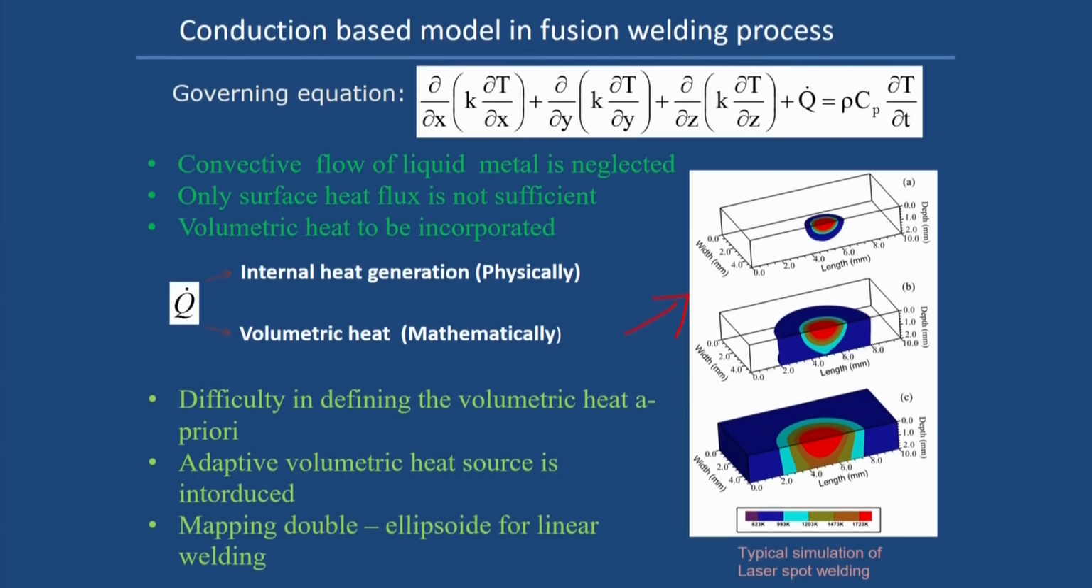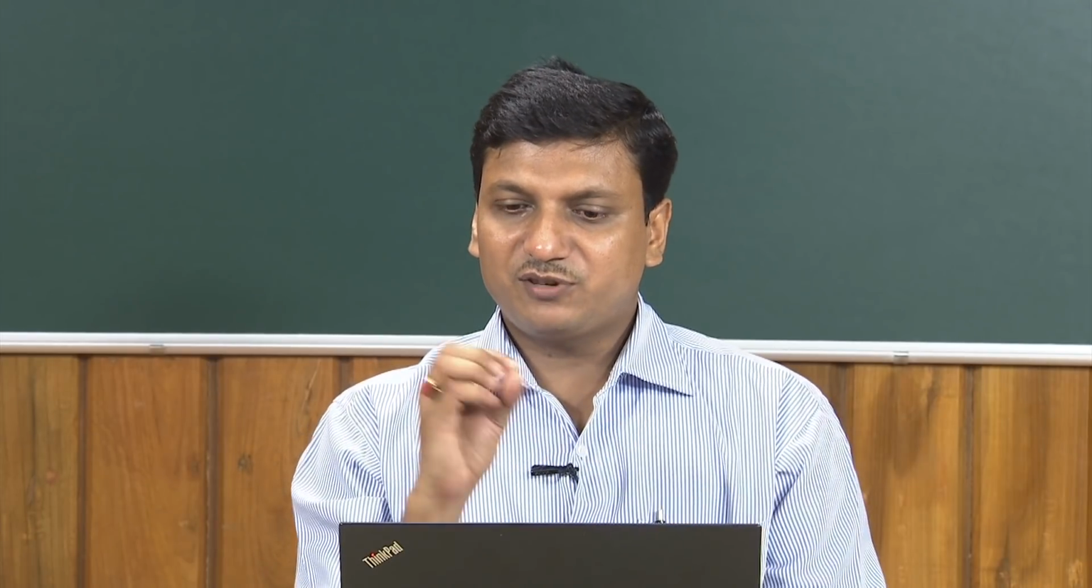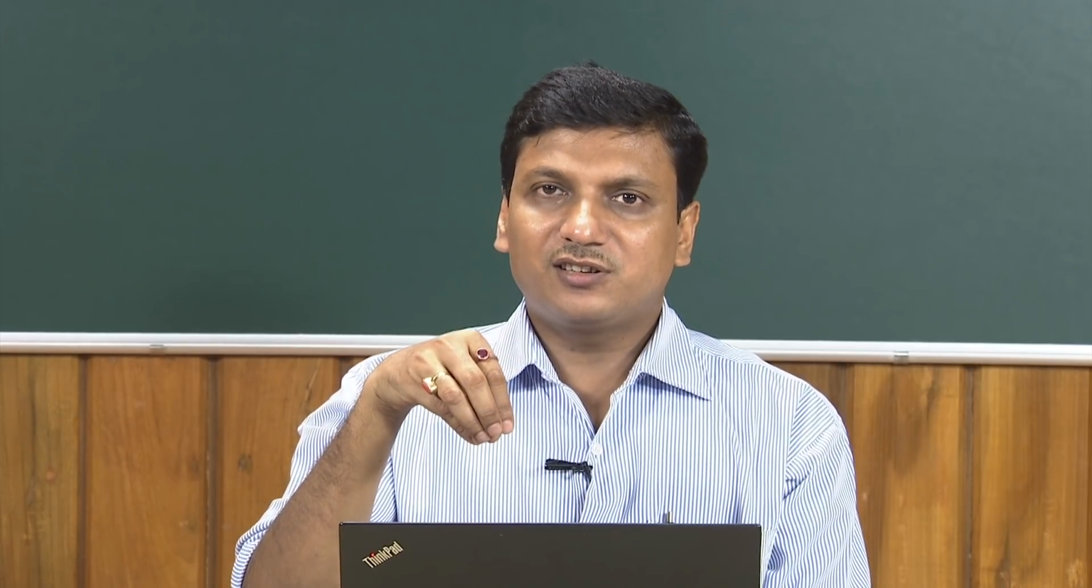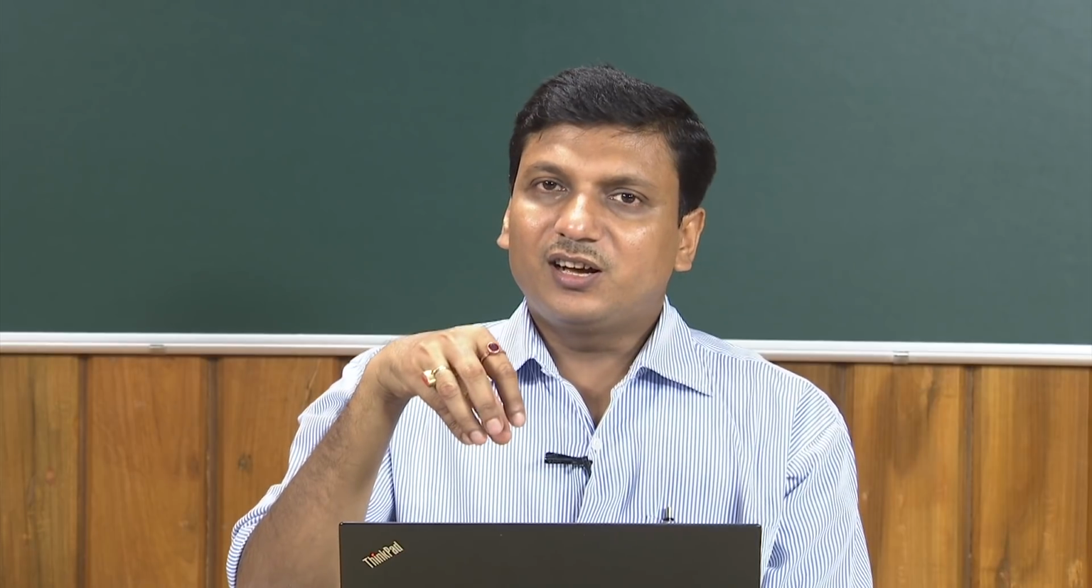Just before that, this graph shows the simulation of laser spot welding. First we define the geometry, and the laser source is applied, and with respect to time there is development of the weld pool and heat affected zone. At a very initial time, the weld pool size is small, and if there is continuous supply of laser energy to the workpiece material, the weld pool gradually develops. We start with a very small weld pool, and finally we get a very big weld pool.